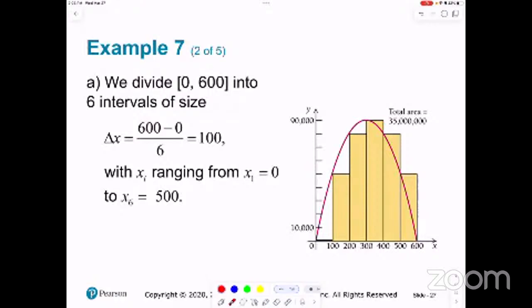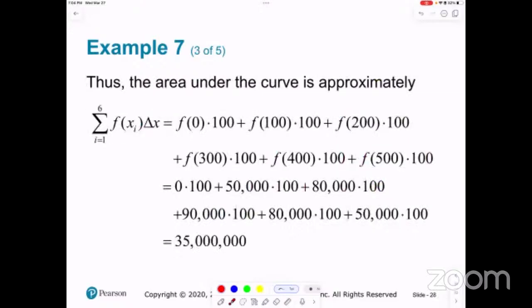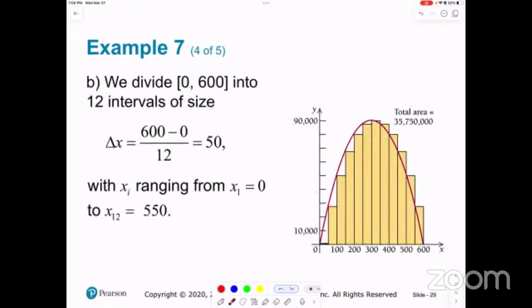All right, let me see. 0, yeah, they used the left. Let's see. 35 million was correct for part A. That's fine. There it is. And then 35,750,000 was correct for part B, right?